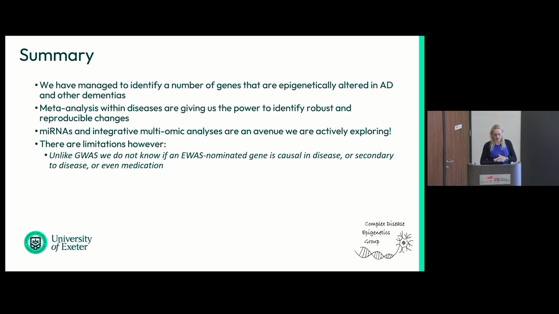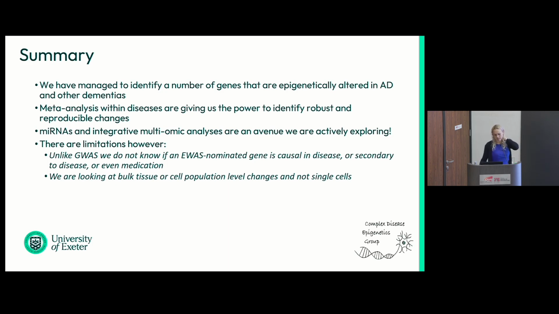There are limitations, however, so this is probably every reviewer's comment I got on every grant and paper. Unlike GWAS, we don't know if an EWAS gene is causal in disease or secondary to the disease process or even medications. One of my PhD students who has just finished had a PhD focused on epigenetic editing, where we were taking the ANK1 gene and trying to alter methylation. It technically worked. We could see about 40 to 50% change in methylation, which is great. What we saw was massive off-target effects using the CRISPR system. So we can't really infer anything about the downstream biology, because it's probably working across the genome and those methods need more refinement.